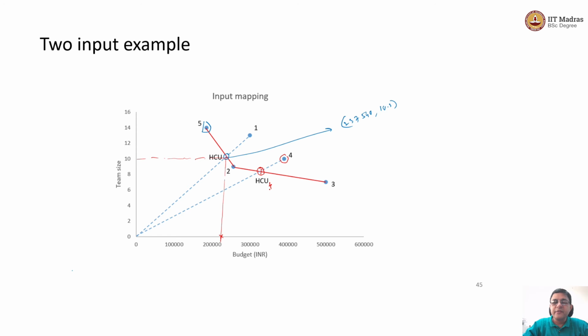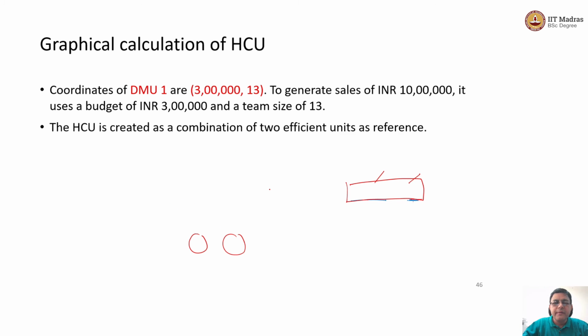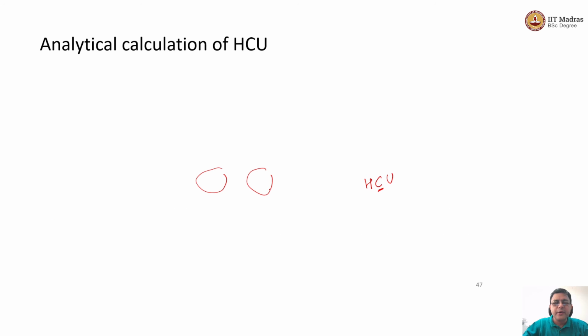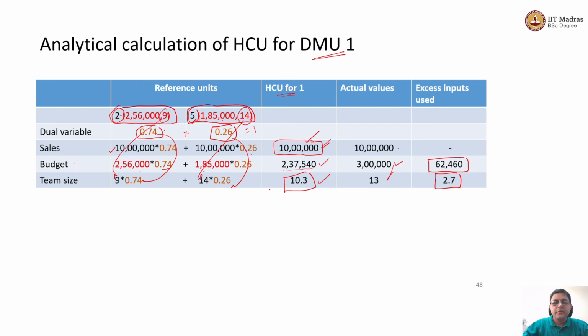We are not going to have this kind of luxury of easy calculations in reality. In reality, you are going to have multiple inputs, multiple outputs, and therefore we cannot really rely on the graphical method. We cannot really rely on the geometry. So let us do the same calculations, but instead of using geometry, let us use optimization and calculate the coordinates of HCU4. Because we saw that when we use the dual variable and the reference units, we really don't need geometry. Okay, so let us do that.